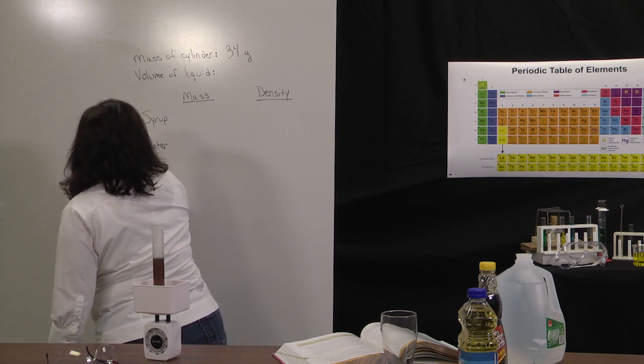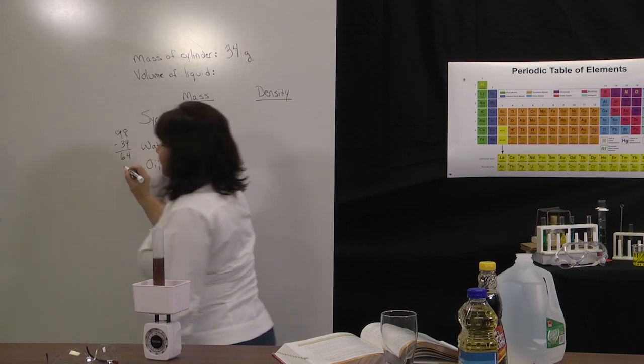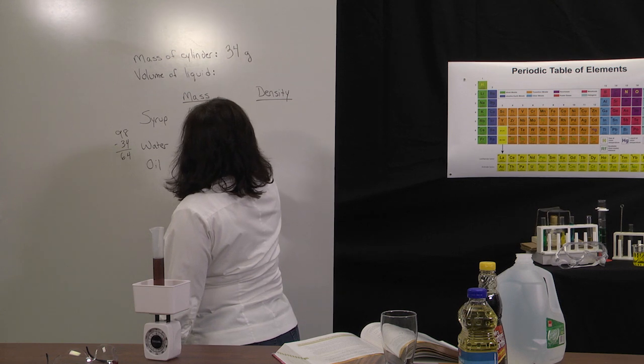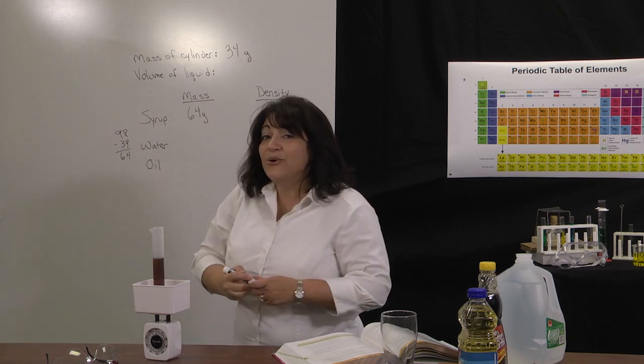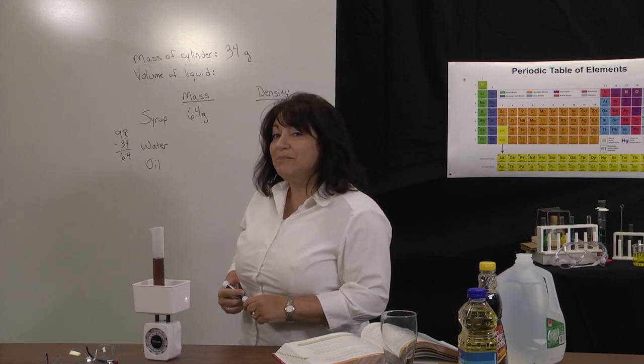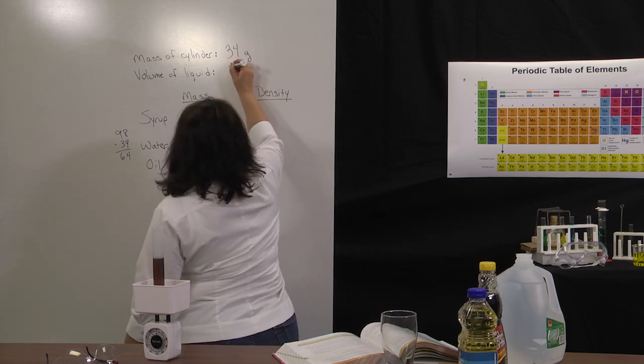So 98 minus 34, and we get 64 total. So the mass of my syrup is 64 grams. Now I also know the volume of my syrup, don't I? I just measured that as 50.0 milliliters. The volume of my syrup.